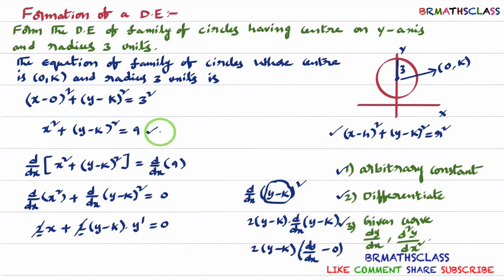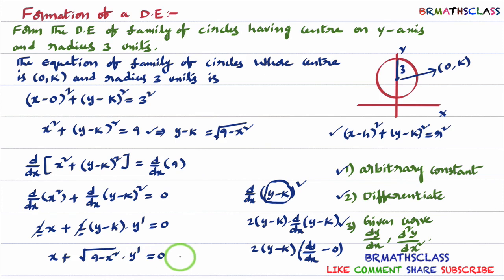See, from this we can write y minus k. Y minus k whole square is what? Y minus k whole square is 9 minus x square, correct? If you apply square root on both sides, then you will get y minus k. So x plus, in place of y minus k, I can write square root of 9 minus x square into y dash equal to 0. This is the required differential equation because in this no arbitrary constant is present.